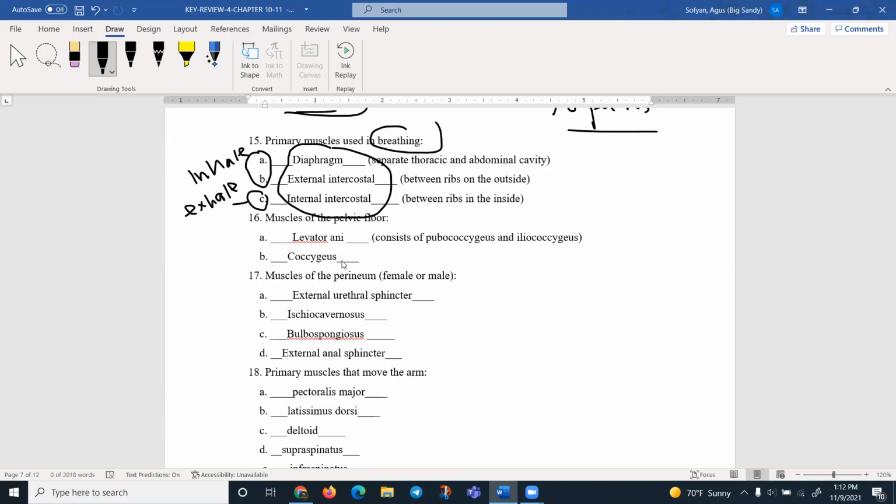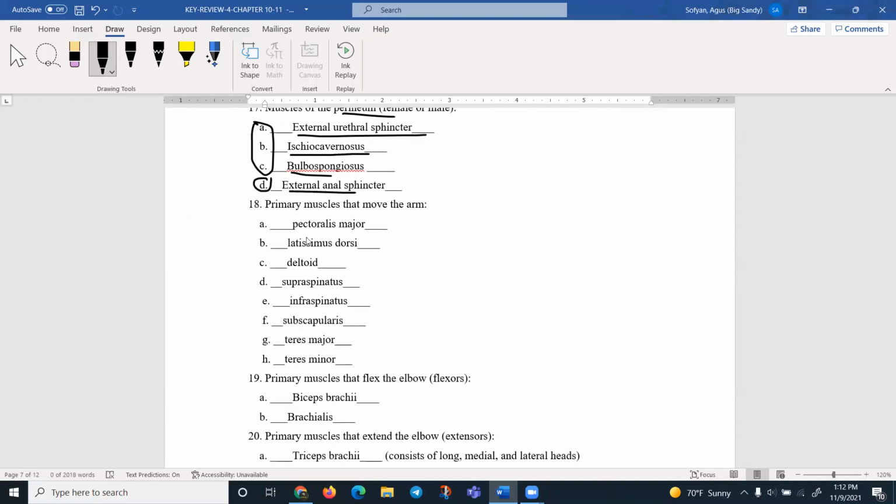Okay, and then muscles of the pelvic floor: levator ani, coccygeus. Muscles of the perineum, male and female, are going to be the external urethral sphincter. This is in the urethra. Ischiocavernosus and bulbospongiosus. This is the top triangle. And the bottom triangle will be the external anal sphincter.